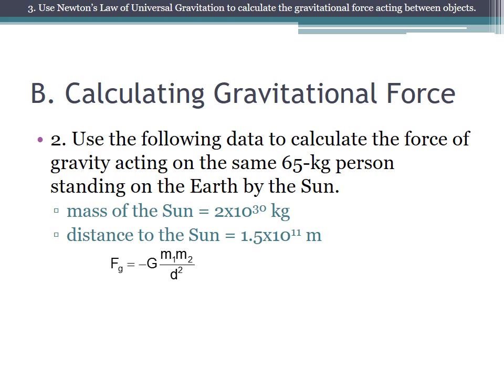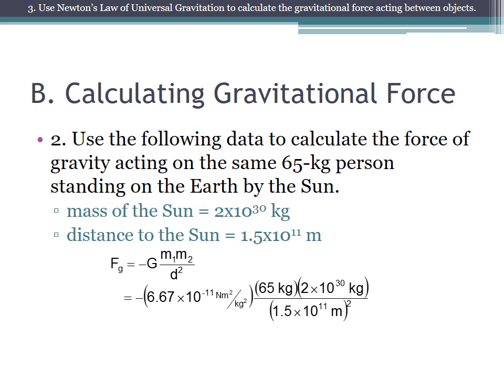All right, so it's the same equation we just used. The force of gravity is equal to that negative G times m1, m2 over the distance squared. Just a matter of substituting in our numbers. So once again, negative, and then the gravitational constant is that same 6.67 times 10 to the negative 11th Newton meters squared per kilogram squared. And then our mass for the person is still that same 65 kilograms. And then our mass for the sun, now this is obviously different than the mass of the Earth, that's the 2 times 10 to the 30th kilograms. And then we're dividing by the distance squared between the Earth and the sun, or in this case, the person and the sun, which would be virtually the same. So that's 1.5 times 10 to the 11th meters. And then we square that.